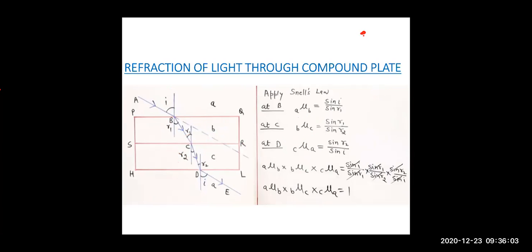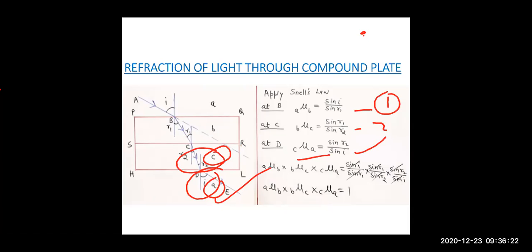Let's apply Snell's law at point D. At point D, the two media are C and A. So we will find the refractive index of A with respect to C. The angle in C is R2 and the angle in A is I. So it is sin R2 upon sin I. These are your three equations.